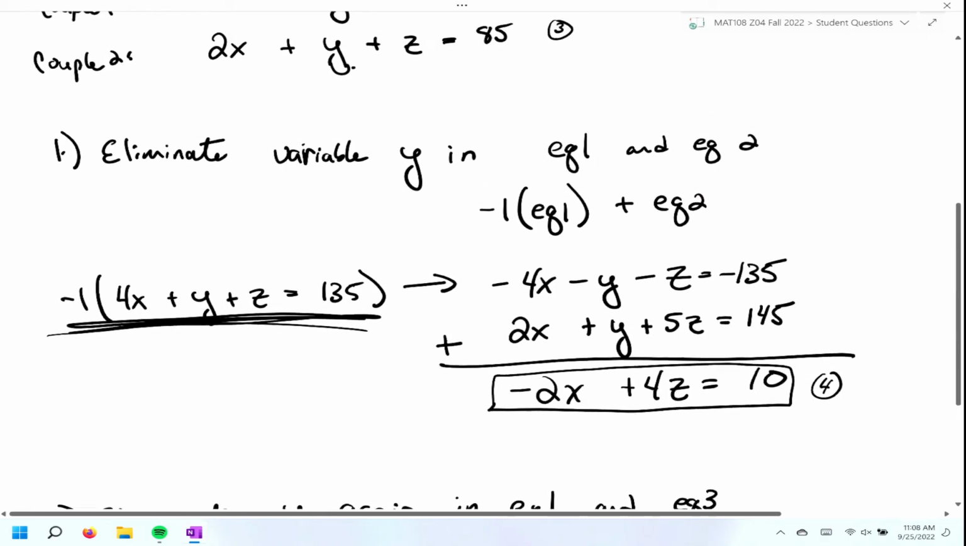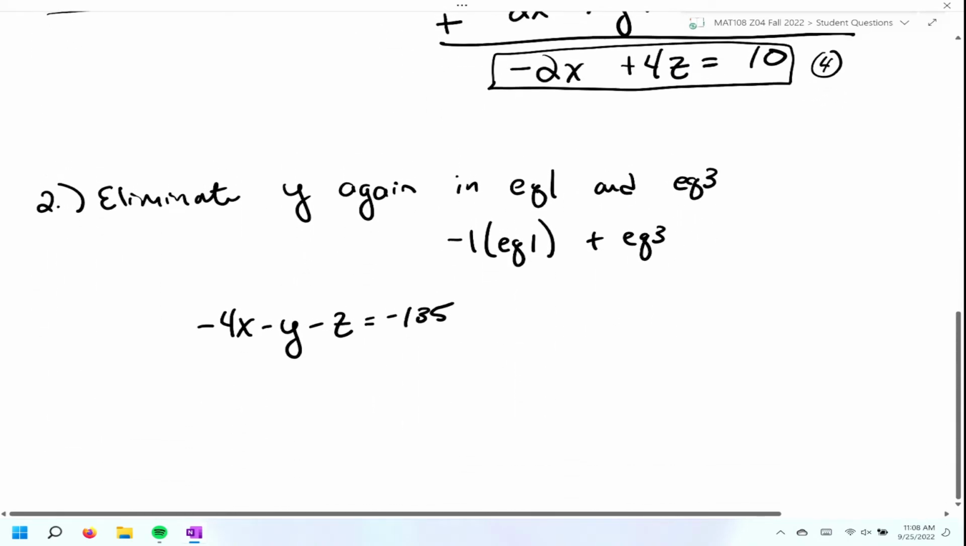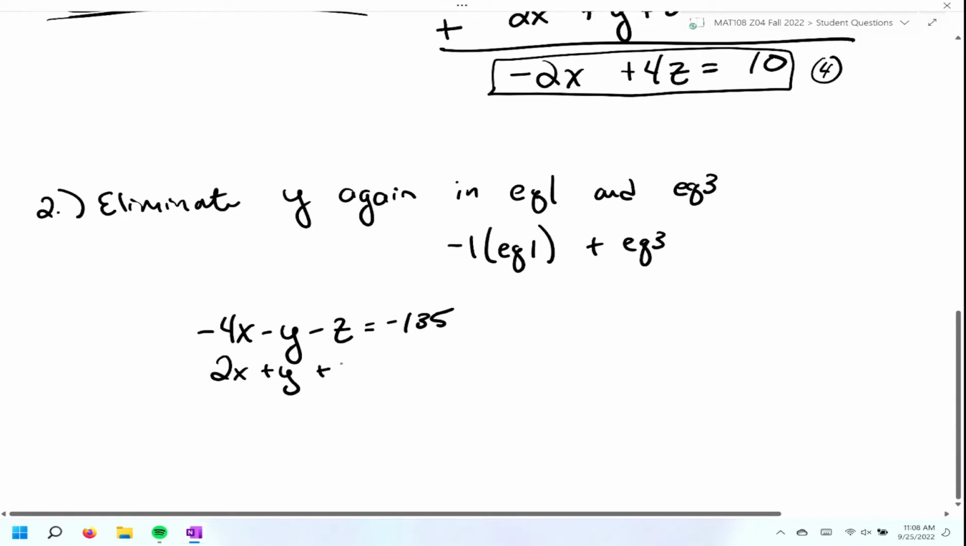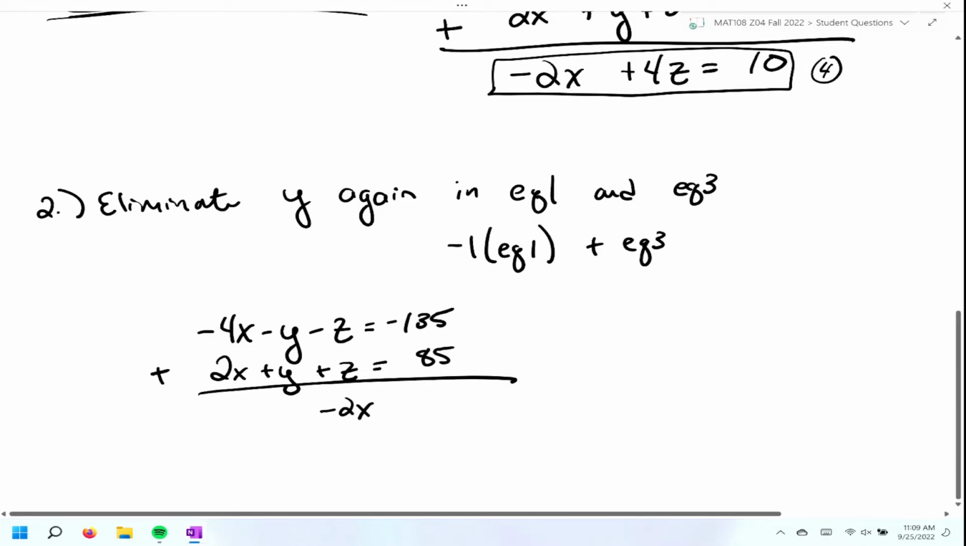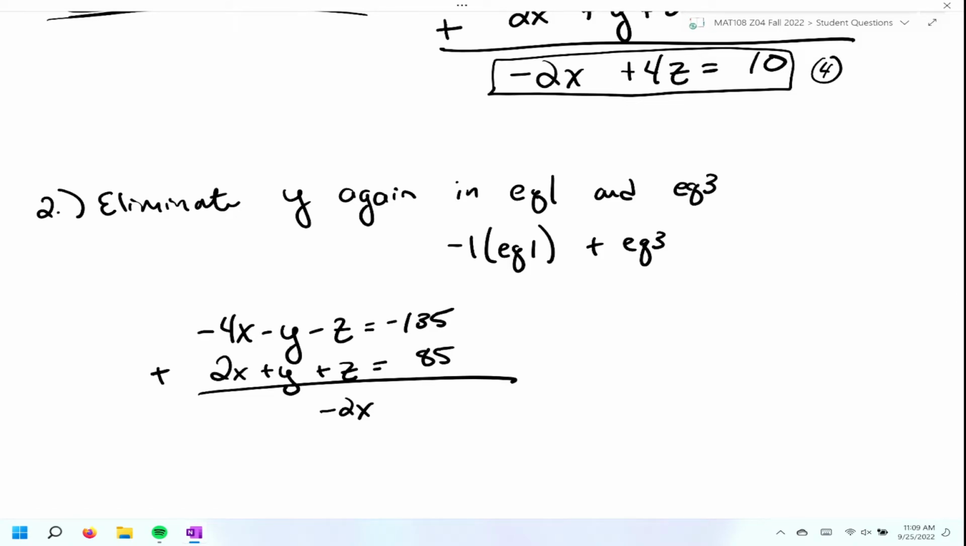So what is equation 3? 2x plus y plus z equals 85. Okay? Now from here, we're going to add these together. So that's going to give me -4x plus 2x. Well, that's going to be -2x. -y plus y is 0. Cancels out. -z plus z is 0. That cancels out as well. So I get -135 plus 85, which equals -50. And then from here, if you notice, I have one variable, which is fantastic.